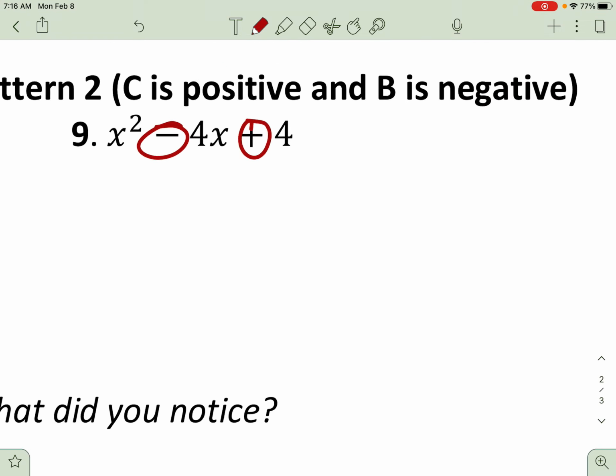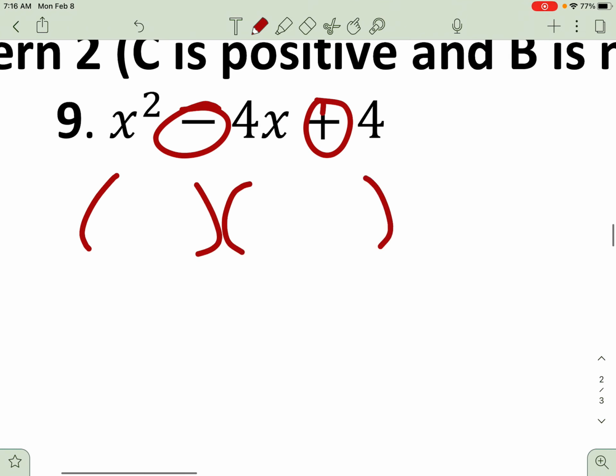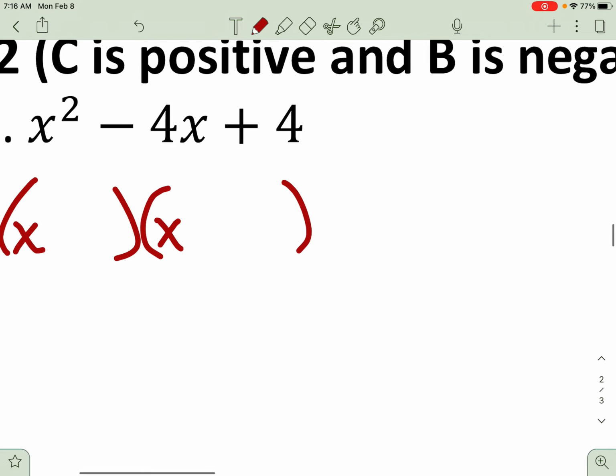Okay. What if they're both negative? Or what if C is positive and B is negative? So what if you have a negative positive, right? Okay, well, let's factor it. Find out. x and x give me x squared.